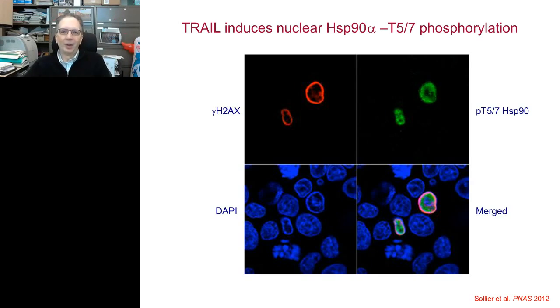So if you remember, I mentioned a minute ago that 95 to 97% of HSP90 is cytosolic. Perhaps 3 to 5% is nuclear. This phosphorylation of threonines 5 and 7 identifies a nuclear population of HSP90 that's phosphorylated in response to this extrinsic apoptosis-inducing agent.